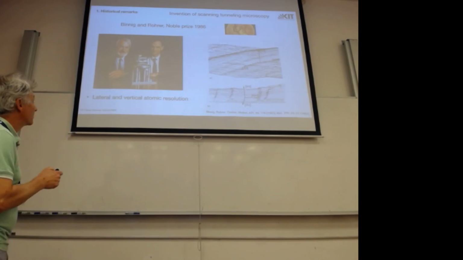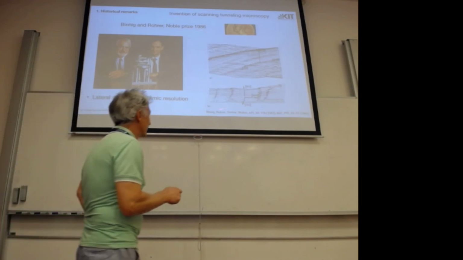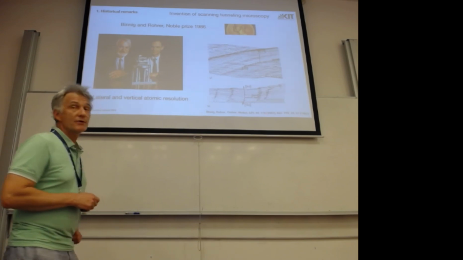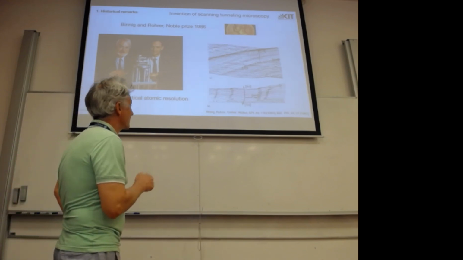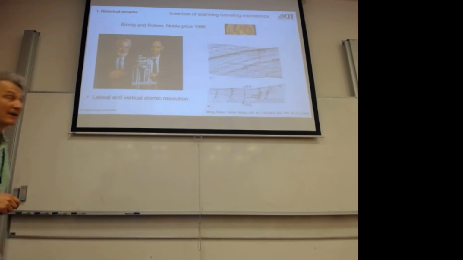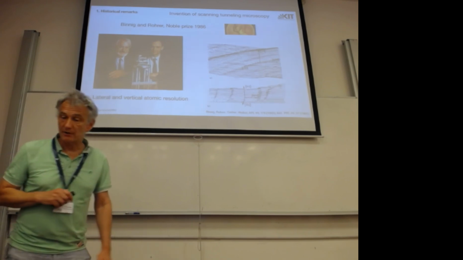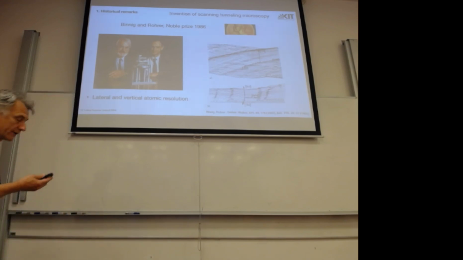You all know Binnig and Rohrer developed the scanning tunneling microscope. They were also involved in 82, and it was an immediate success. It's one of the rare cases where the Nobel Prize was given very shortly after the discovery. The main achievement is to get atomic resolution on conducting surfaces. So they got a Nobel Prize for it, and had to share it with the two.